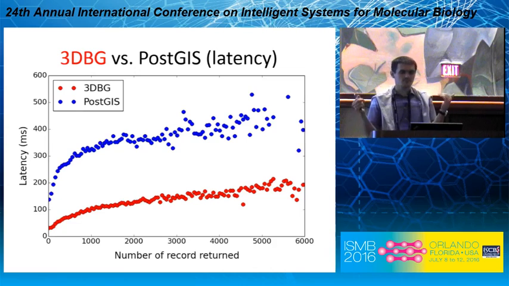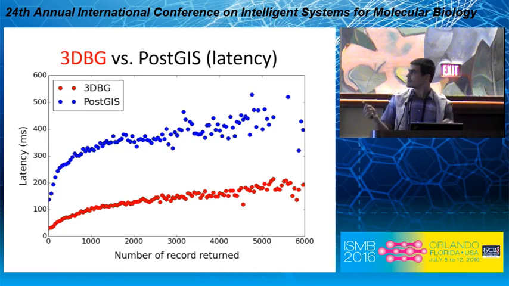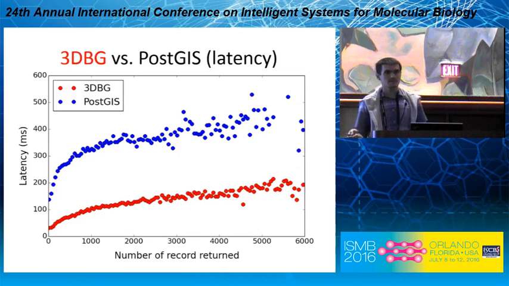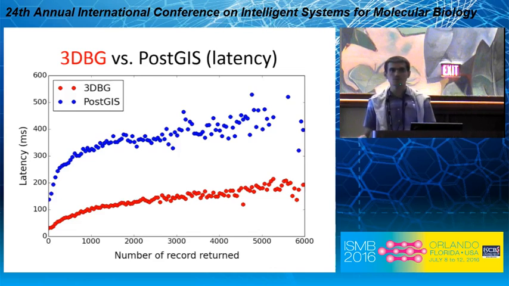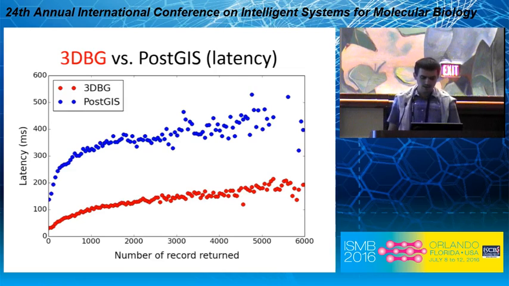As you can understand, the higher the latency, the less efficient the system. So in this case, 3DBG is much more efficient in terms of 3D genomic data.